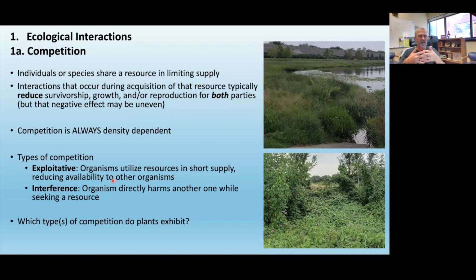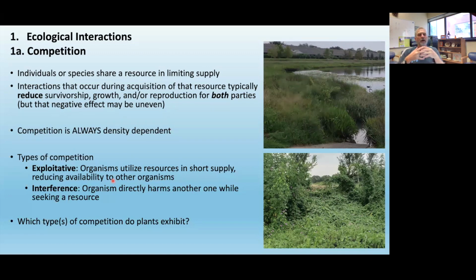So an example for exploitative: you've got two different birds that are feeding on the same fish. So the more of one species of bird that gets that fish, the less there are for the other species of birds, right? Whereas with interference, one species of bird might actually attack other birds that are feeding on those fish, injure them, or drive them away, right? So there's direct harm there.